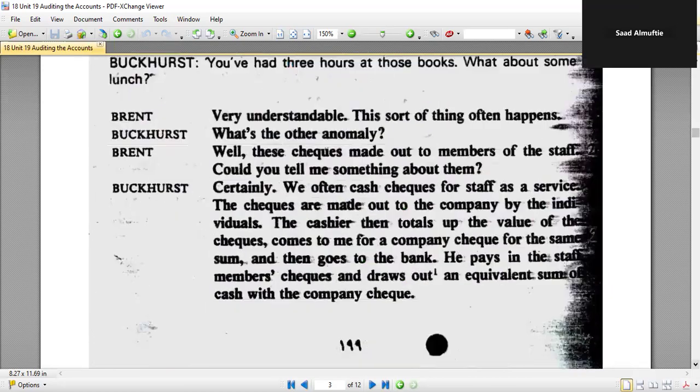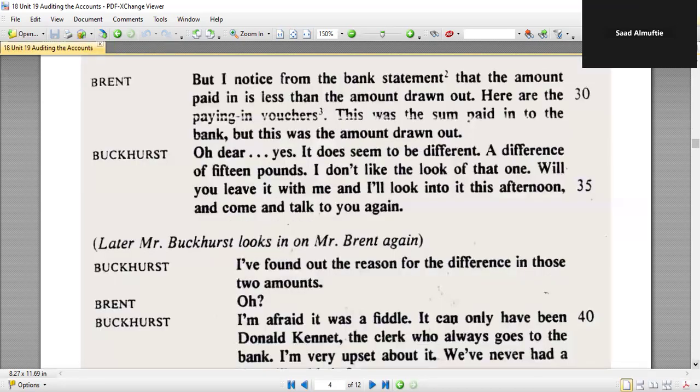What's the other anomaly? Well, these checks made out to members of the staff. Could you tell me something about them? Certainly. We often cash checks for staff as a service. The checks are made out to the company by the individuals. The cashier then totals up the value of the checks, comes to me for a company check for the same sum, and then goes to the bank. He pays in the staff members' checks and draws out an equivalent sum of cash with the company check. But I noticed from the bank statement that the amount paid in is less than the amount drawn out.